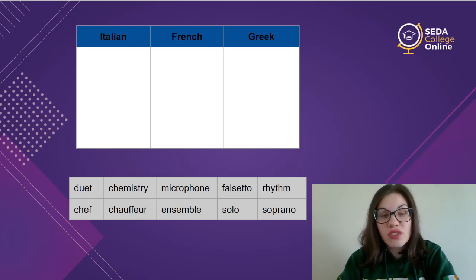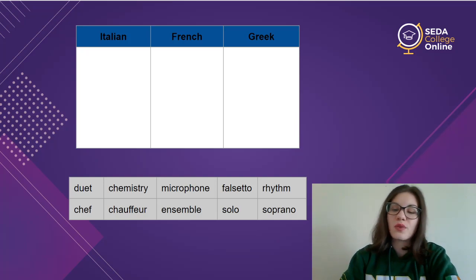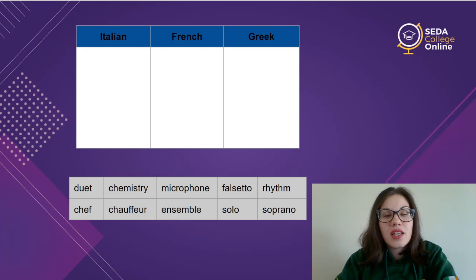Okay, and I will pronounce the words one more time to help you. The pronunciation might help you a lot. Duet, chemistry, microphone, falsetto, rhythm, chef, chauffeur, ensemble, solo, soprano. All right. I think the pronunciation helps a lot actually. If you listen to the way the word is pronounced, it clears out the image that you have for the word.